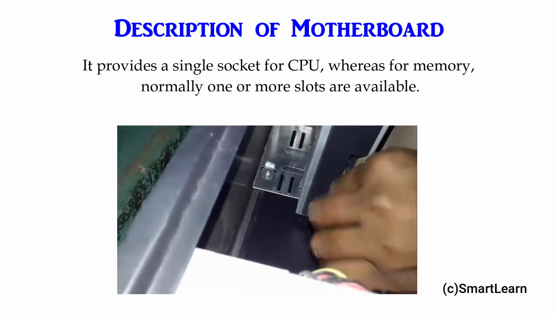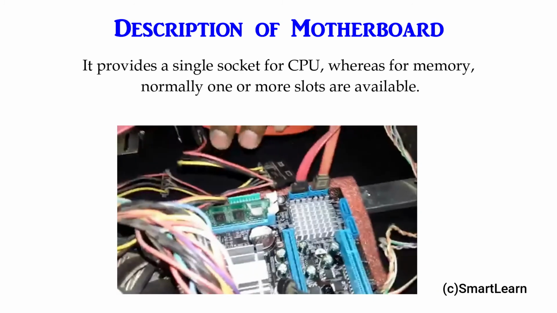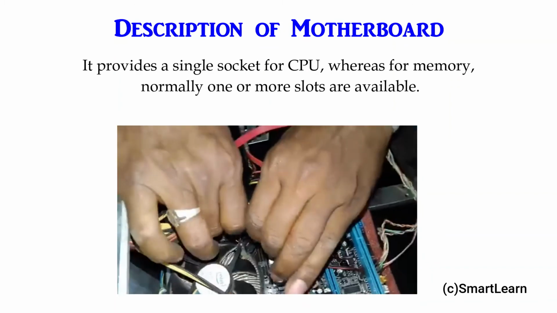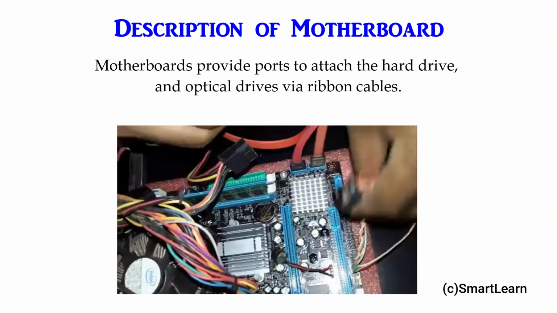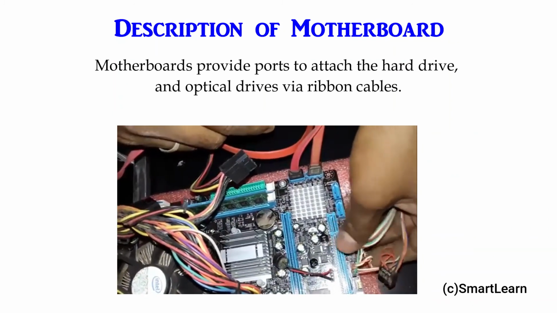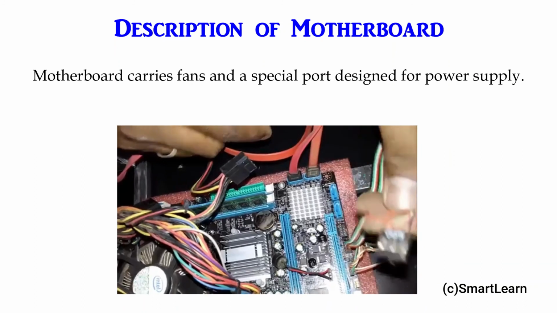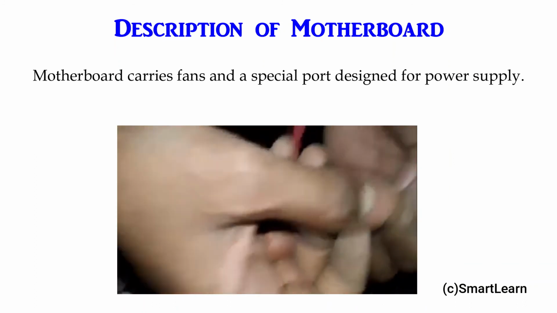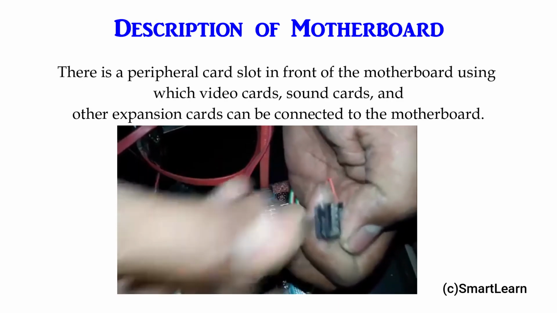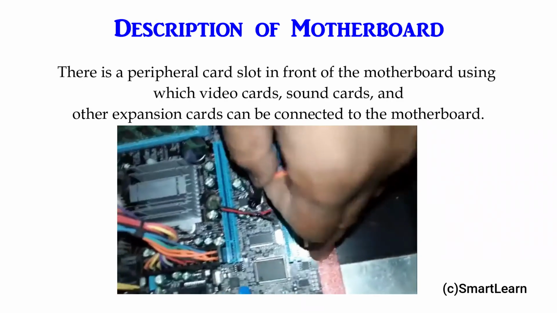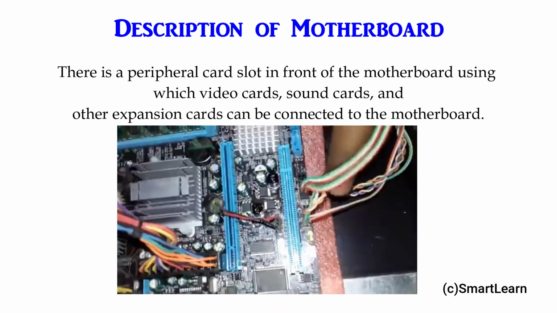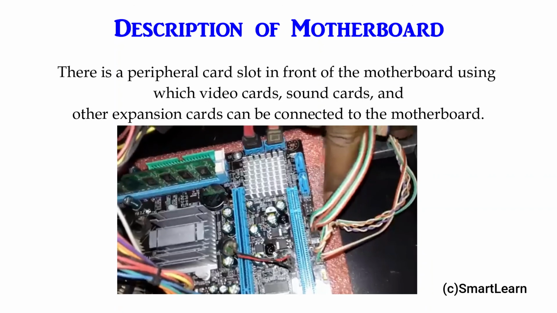It provides a single socket for CPU, whereas for memory, normally one or more slots are available. Motherboards provide ports to attach the hard drive and optical drives via ribbon cables. Motherboard carries fans and a special port designed for the power supply. There is a peripheral card slot in front of the motherboard using which video cards, sound cards, and other expansion cards can be connected to the motherboard.